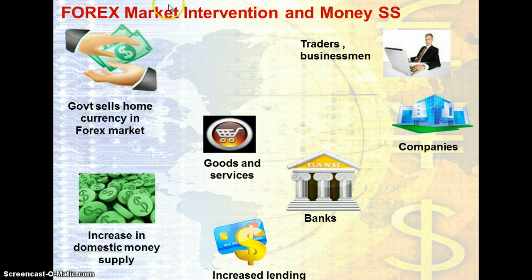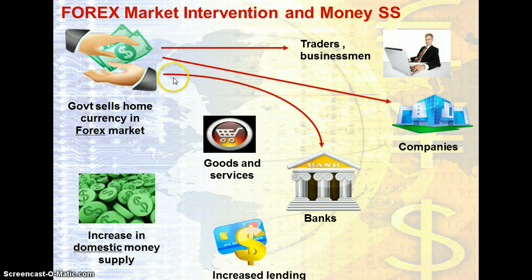So let us look at this case, whereby the central bank or the government sells the home currency in the foreign exchange market in order to buy more foreign currency. So they sell home currency in order to buy more foreign currency. In this case, there will be more home currency in the hands of the public, whereby people who use the money to engage in international trade, such as the traders, businessmen, the companies themselves, or the banks who are engaged in international trade.